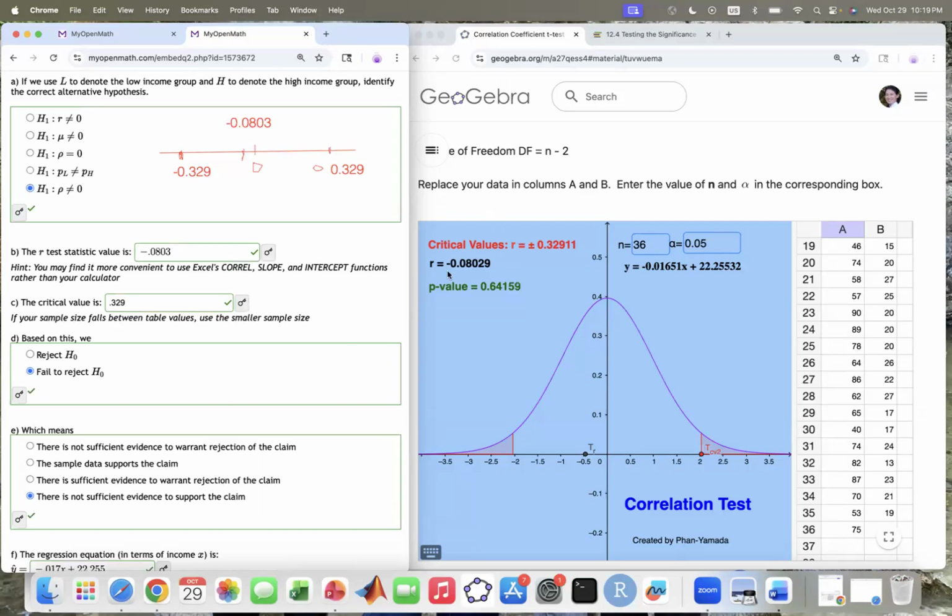Again, the r value is very close to 0, so you have a very weak correlation in there. I hope it helped.